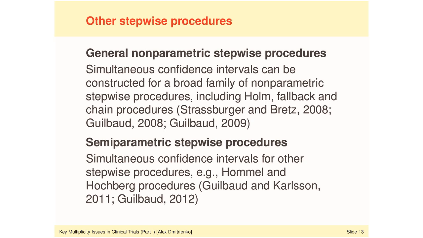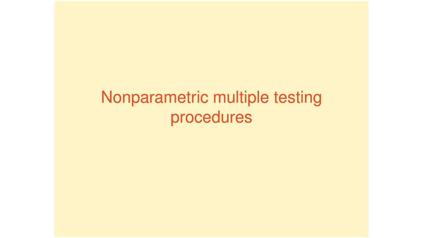But we're not going to talk about those stepwise semi-parametric procedures in this module because unfortunately they are not very meaningful from a practical perspective. It will be sufficient to go over the process of setting up simultaneous confidence intervals for stepwise procedures that are non-parametric or fully parametric, and our general conclusions are going to extend directly to the class of semi-parametric procedures as well. So we're going to begin with non-parametric multiple testing procedures.